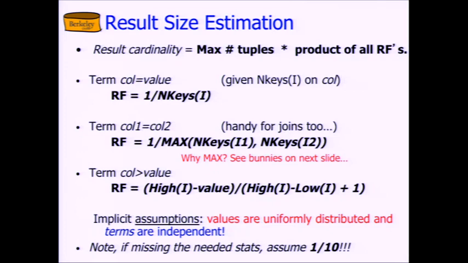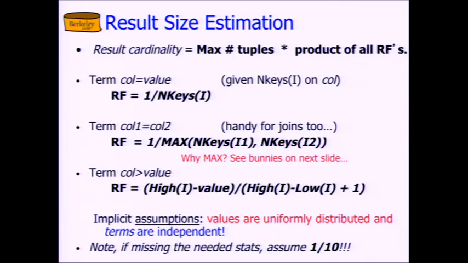I want to know how much stuff is there from 5 up to 10. So it is the number of values, with the maximum value being 10, minus the value in the query. So this is value, and this is high of I, the maximum value stored. This minus that, over the full range. The range of the query over the range of the data is the selectivity. And there's a +1 in there to make it work right, because that's the old trick.